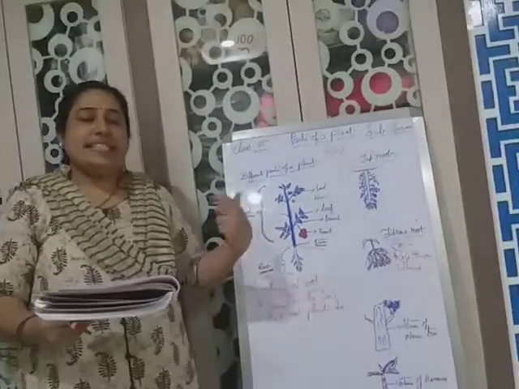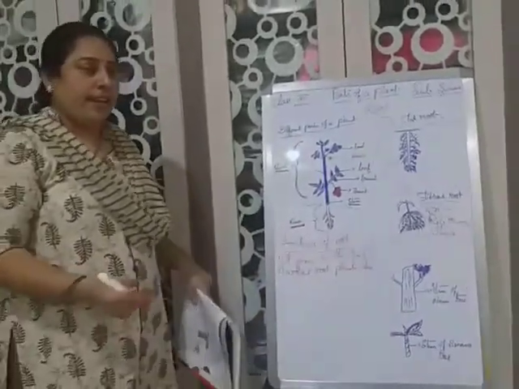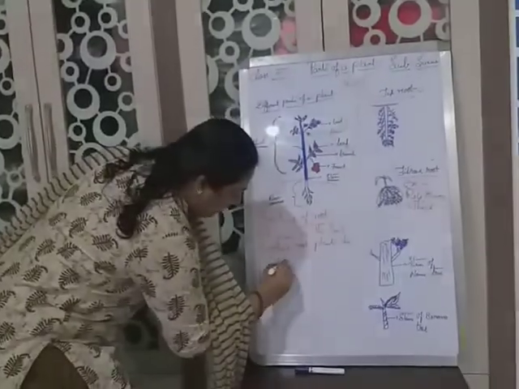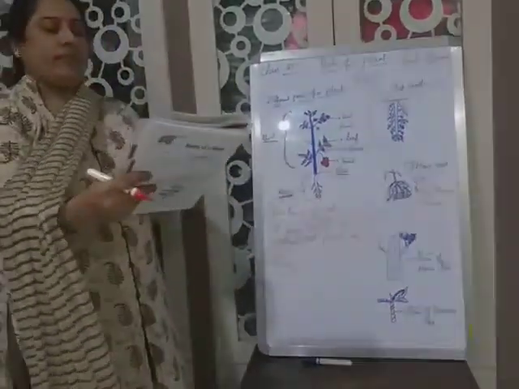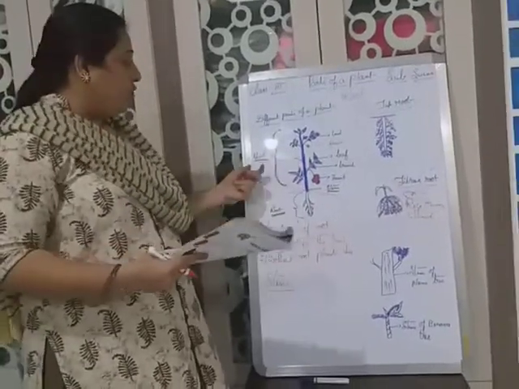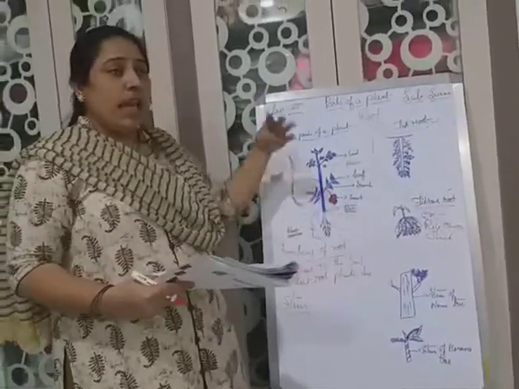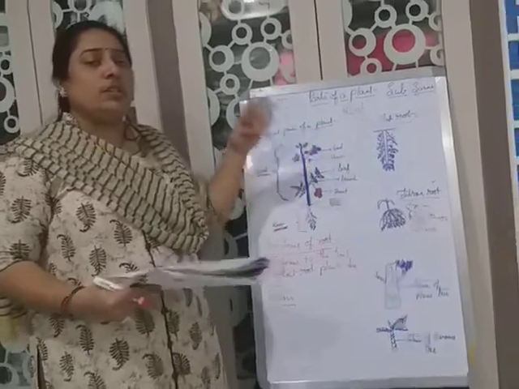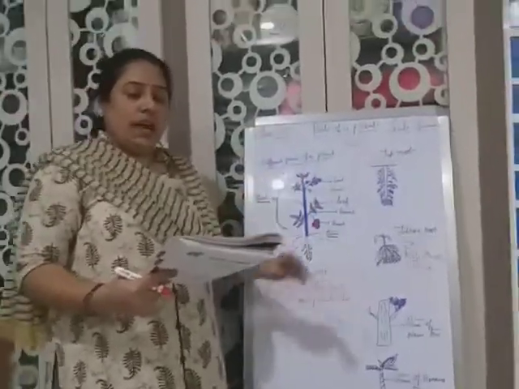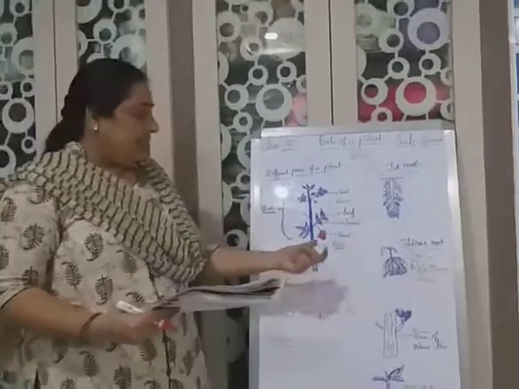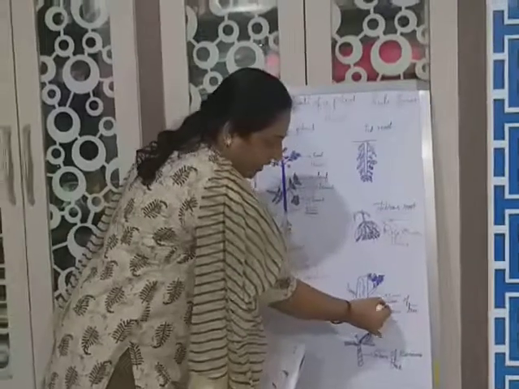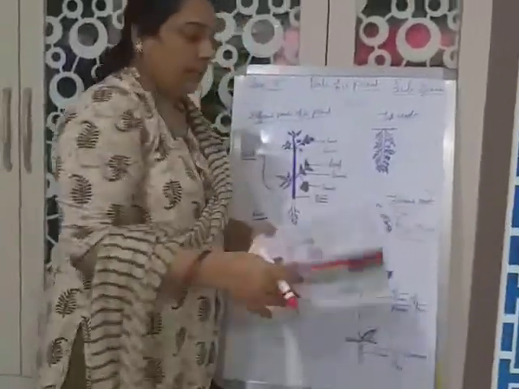Coming to the stem. What is the next topic? The stem. What is it? The stem grows above the ground. See, I have told you, no? The root grows below the ground, but the stem grows above the ground. See here, the stem of the neem tree. It grows above the ground.